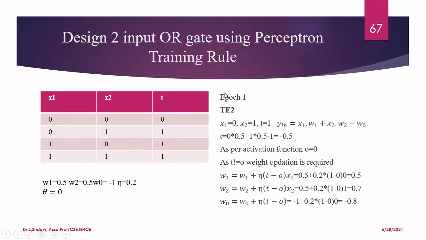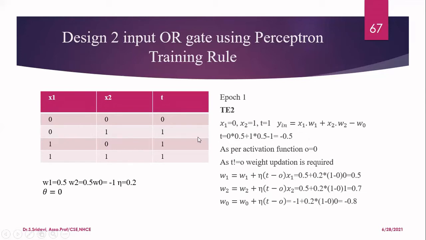Again, it is the same epoch only, because epoch 1 will be over once I finish all the 4 training examples. Now I am still with the first epoch only. So TE2 is the training example 2. Here x1 is 0 and x2 is 1. Then I am calculating yn by applying this formula.